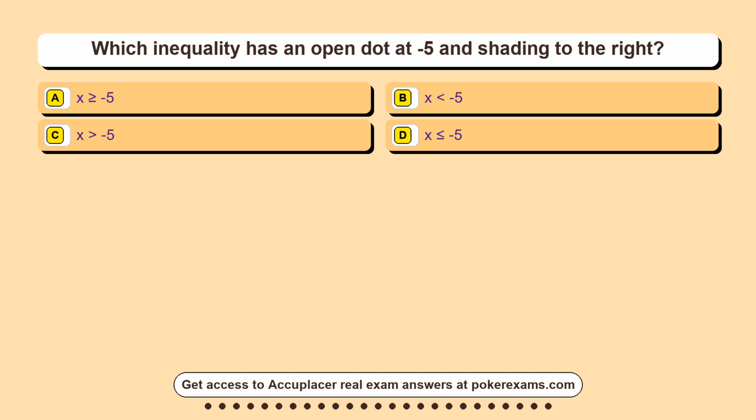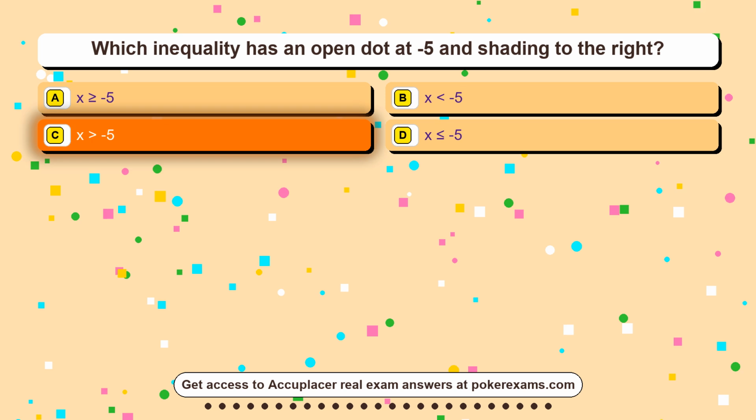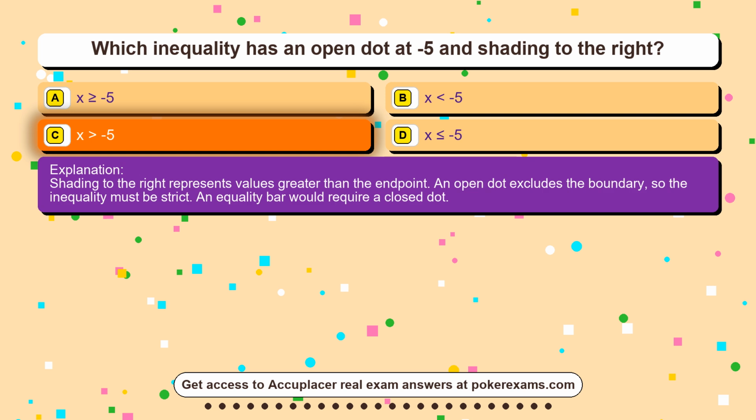Question 19. Which inequality has an open dot at -5 and shading to the right? Option A, x greater than or equal to -5. Option B, x < -5. Option C, x > -5. Option D, x less than or equal to -5. The correct answer is Option C, x > -5. Shading to the right represents values greater than the endpoint. An open dot excludes the boundary, so the inequality must be strict. An equality bar would require a closed dot.